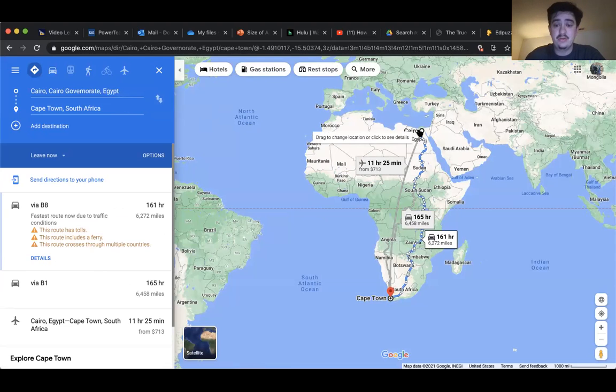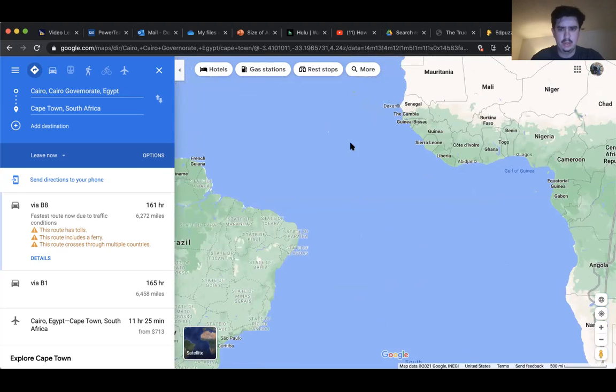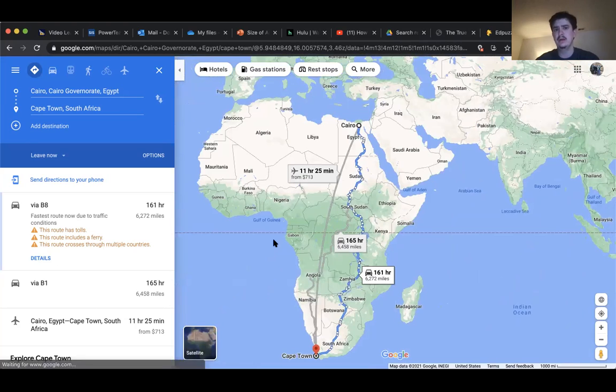If you were, let's say, drive from Cairo to Cape Town, and you were going to drive 70 miles an hour, and you were not going to stop at any point for any reason, it would take you almost 4 complete days to drive this if you were going 70 miles an hour. Just to prove a point here, it'd take you almost 4 days to go from the northern part of Africa to the southern part.